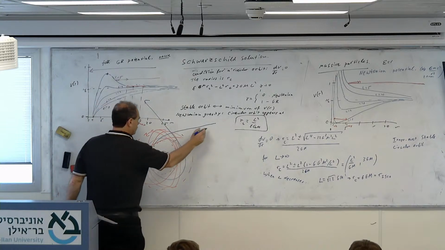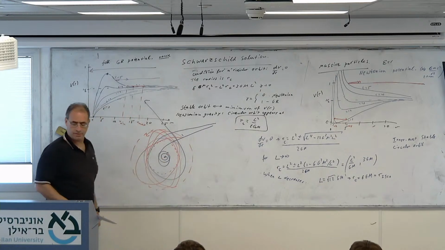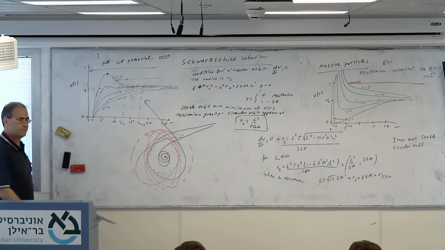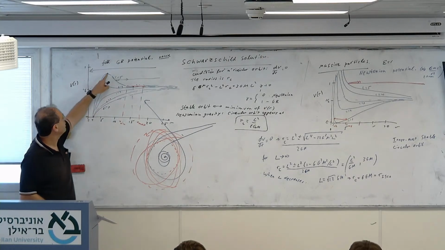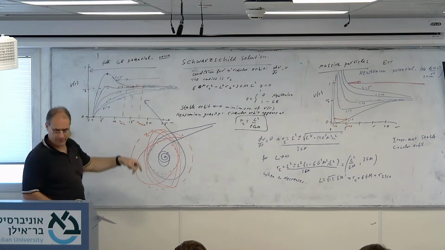Oh, you mean due to the curvature of space? Because remember, we're only looking here at R. We don't look at theta or phi and tau.